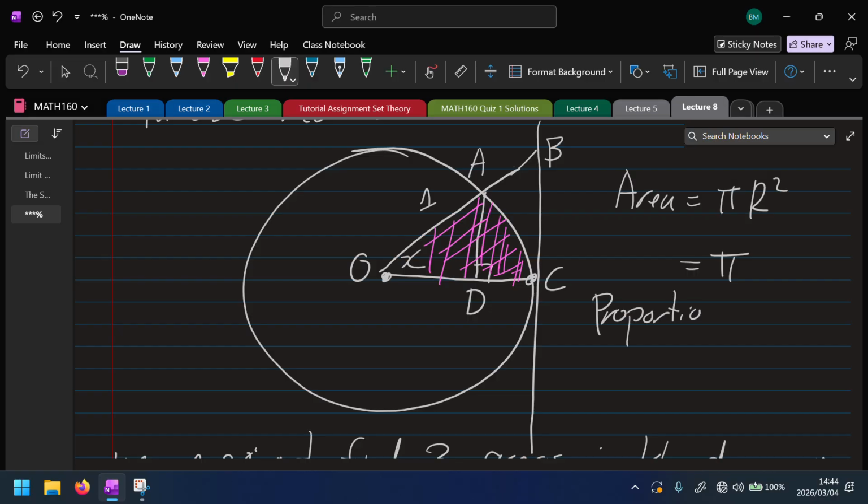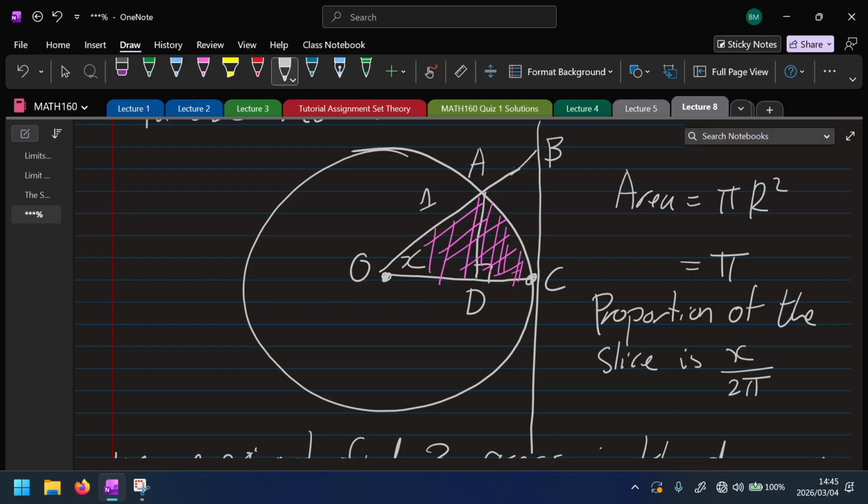So proportion of the slice is X over 2 pi. Does everyone see that? 2 pi is all the way around. We've gone X, so the proportion is X over 2 pi. Does everyone see that? Yeah. So that's the proportion, right? It's like 1/8 of the pizza, if you want to think about it like that.